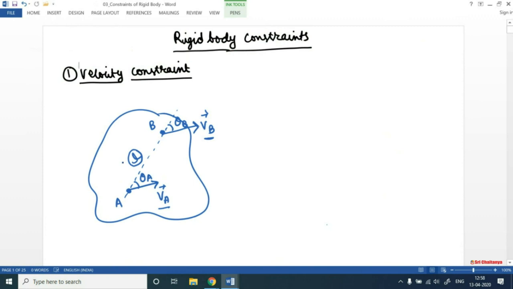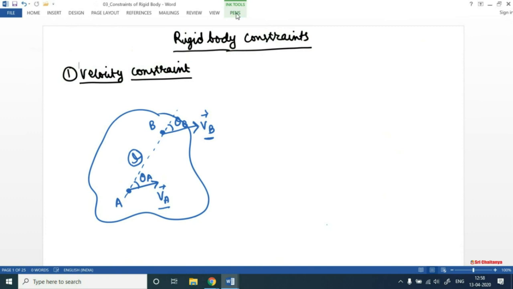This is a rigid body and its shape and size will not change with respect to time. So the distance between A and B is not going to change. So if the distance between A and B is not going to change, that means the relative velocity of point A and point B along the line of separation is going to be 0.